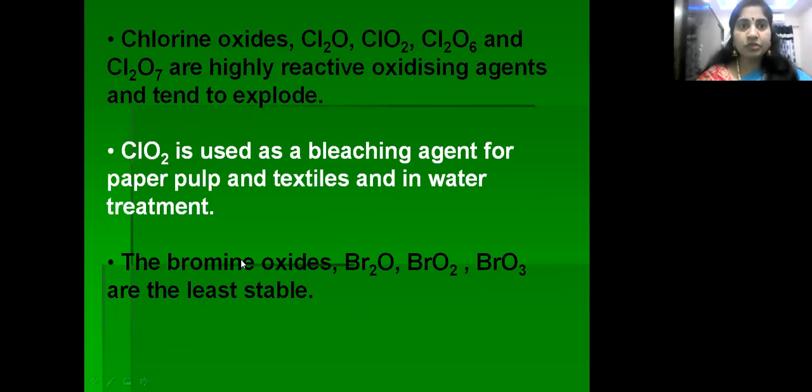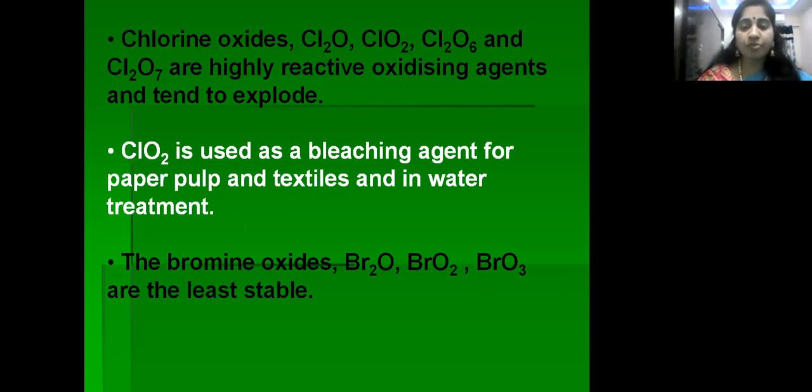We can see here. So chlorine oxides, Cl2O, ClO2, Cl2O6 and Cl2O7 are highly reactive oxidizing agents and tend to explode. These are oxidizing agents, so that's why they highly explode. Okay, next ClO2 is used as a bleaching agent because these are oxidizing agents, so that's why ClO2 is used as a bleaching agent for paper pulp and textile and in water treatment, because these oxides of chlorine are very reactive and they are oxidizing agents.